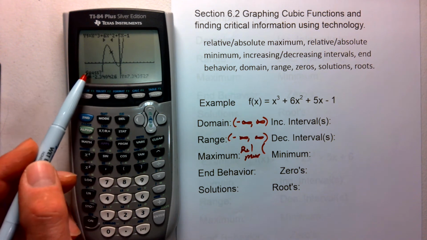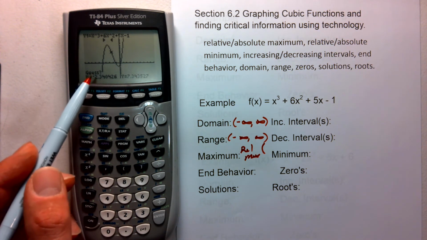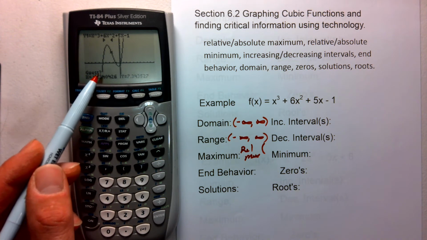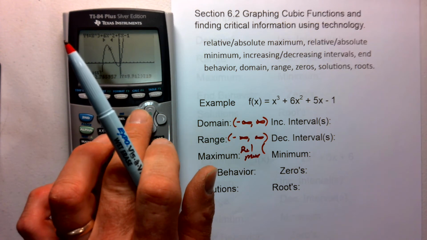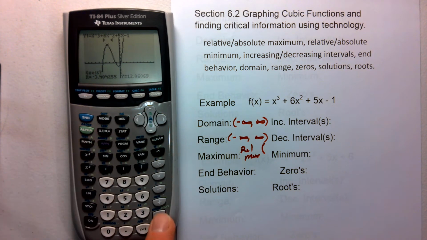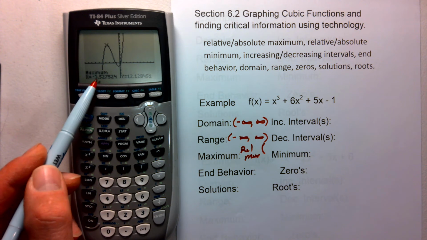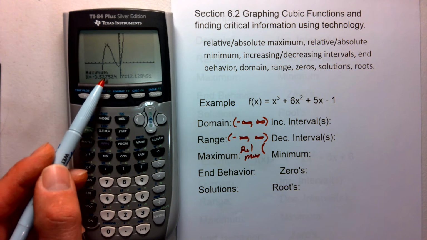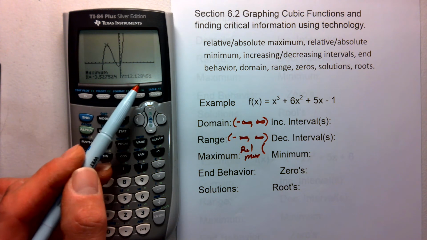I hit enter, and then it asks us to guess. Guessing here, you could just go ahead and hit enter, or you can move that cursor to where you kind of think it's going to be. And if you hit enter there, that's going to give us our maximum value. Our maximum value is -3.527524, on and on and on.